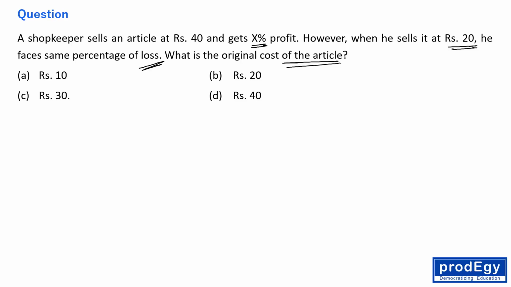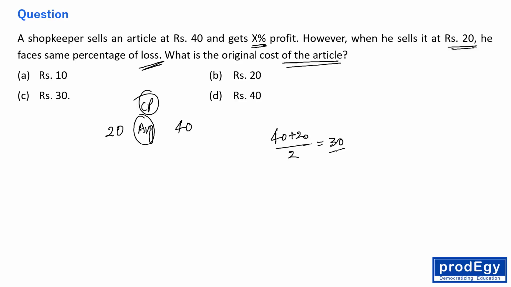Okay, everyone. See, this is 40. When he is selling the article at 40, he gets some profit. And when he sells the article at 20, he faces the same loss. It means the CP is the average of 20 and 40. Let me show you how. So the average of 20 and 40 is what?